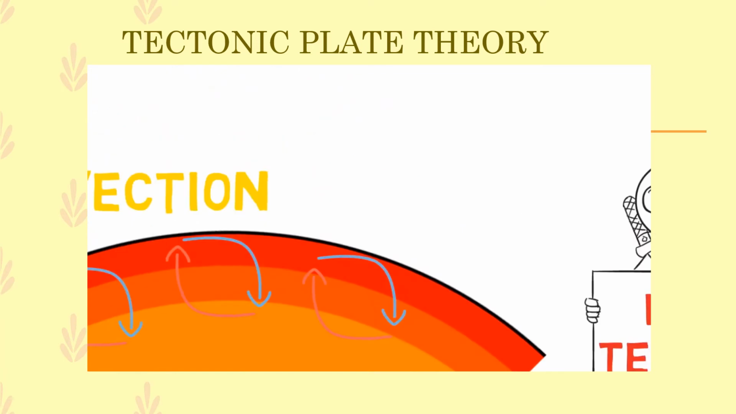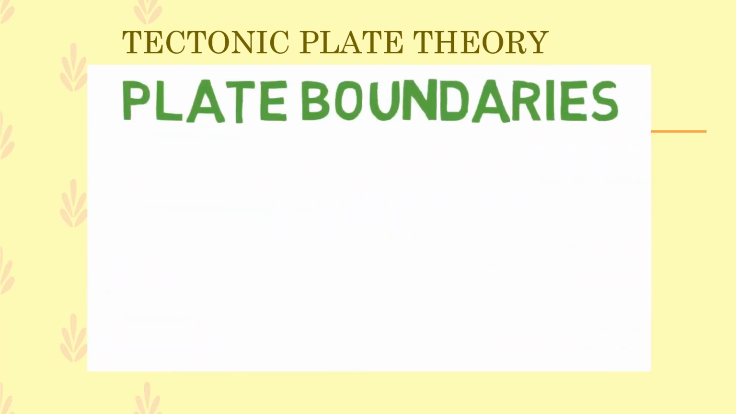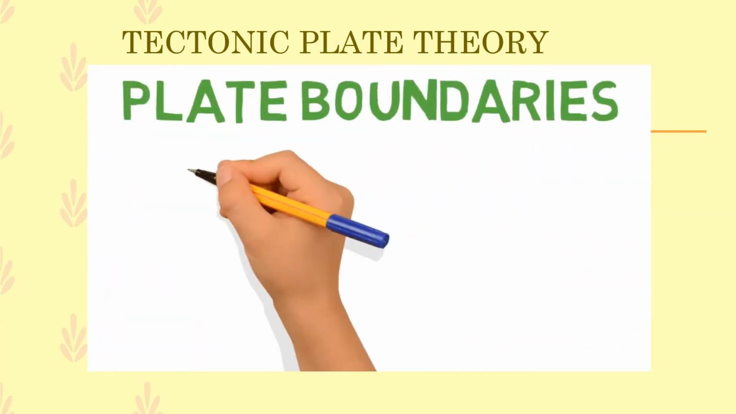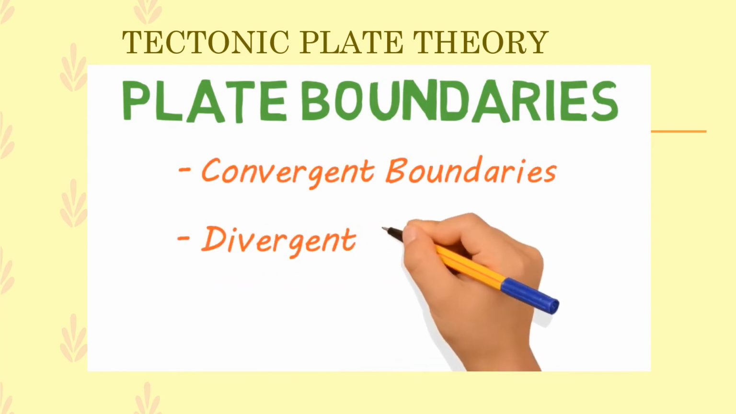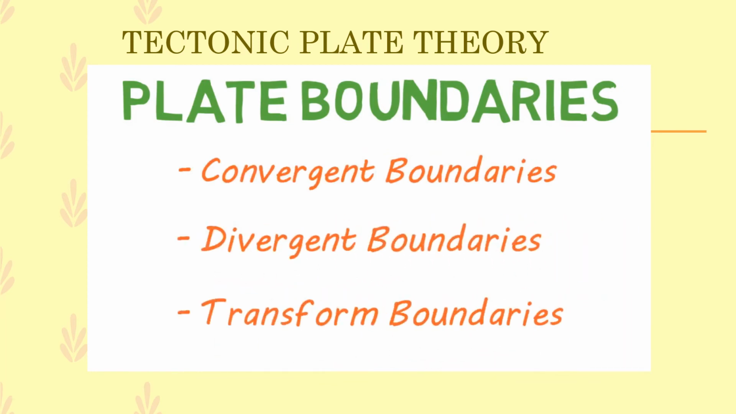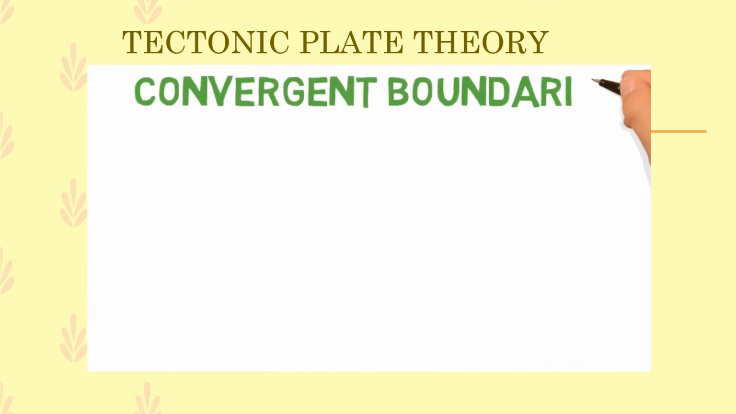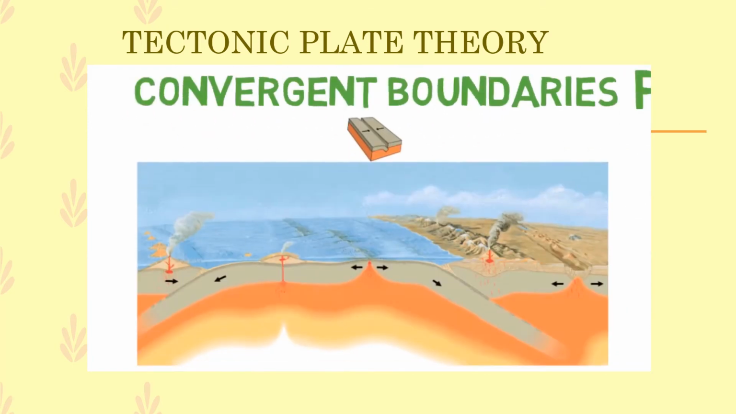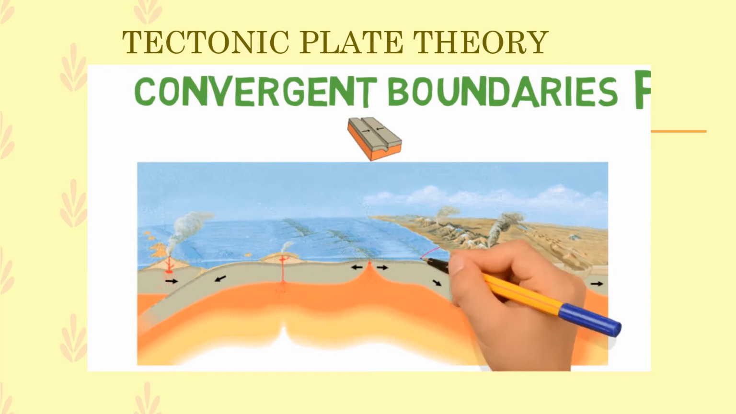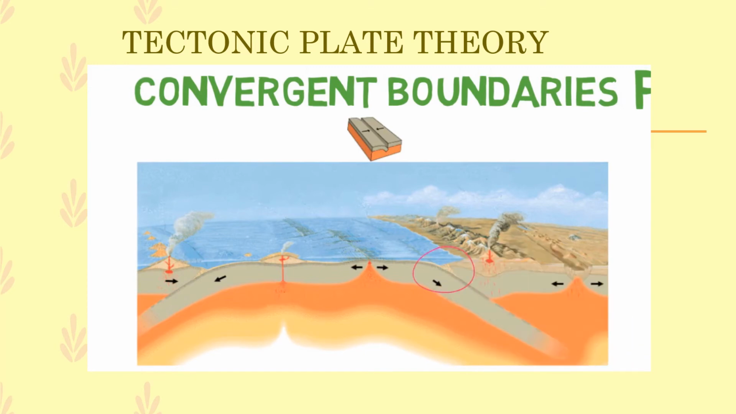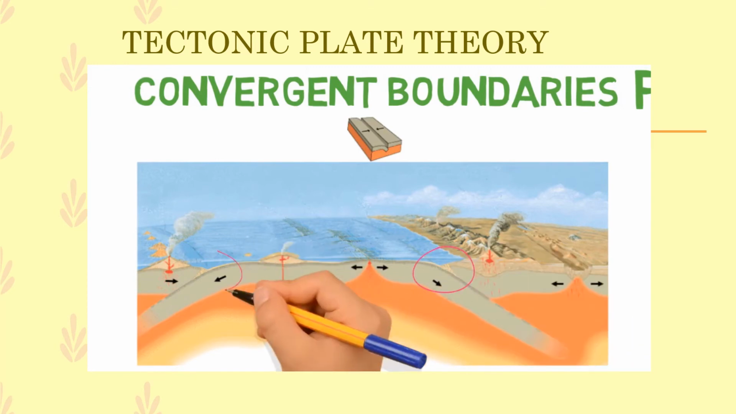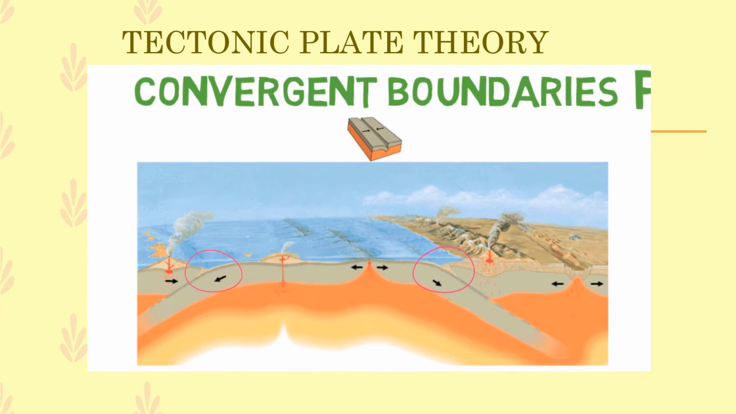Anywhere two plates meet is called a plate boundary. There are 3 main types: convergent boundaries, divergent boundaries, and transform boundaries. I'll talk about each of these briefly. Convergent boundaries are where two plates come together in a head-on collision, usually between an oceanic plate and a continental plate. When this happens, one plate will be subducted beneath the other, pulled into the mantle and melted down. This melting can cause a volcano to form on the continental plate.